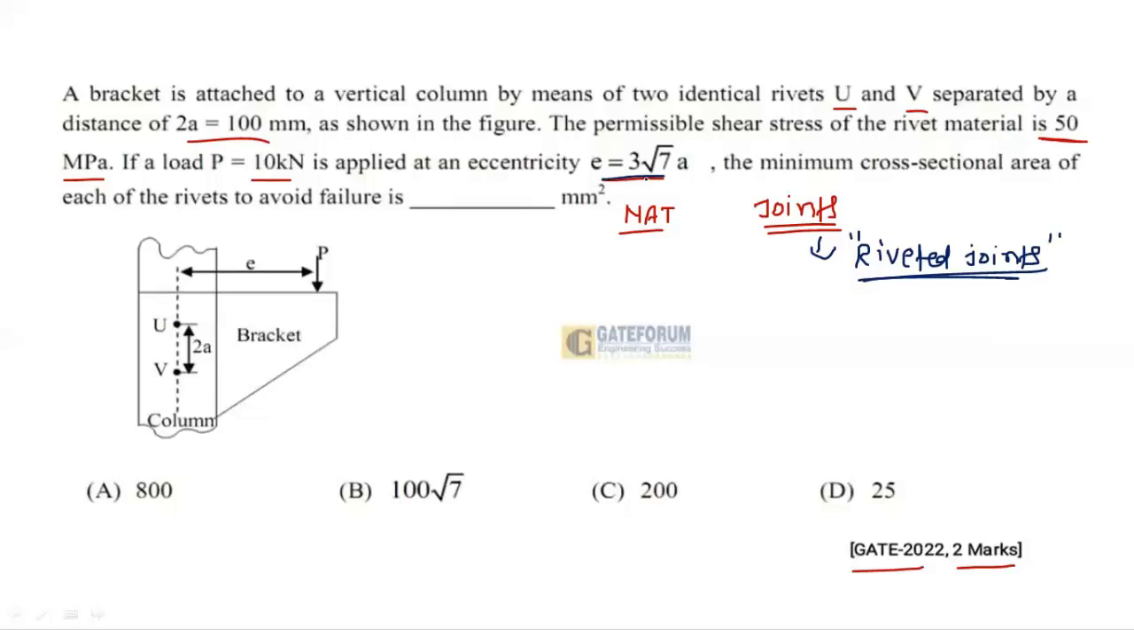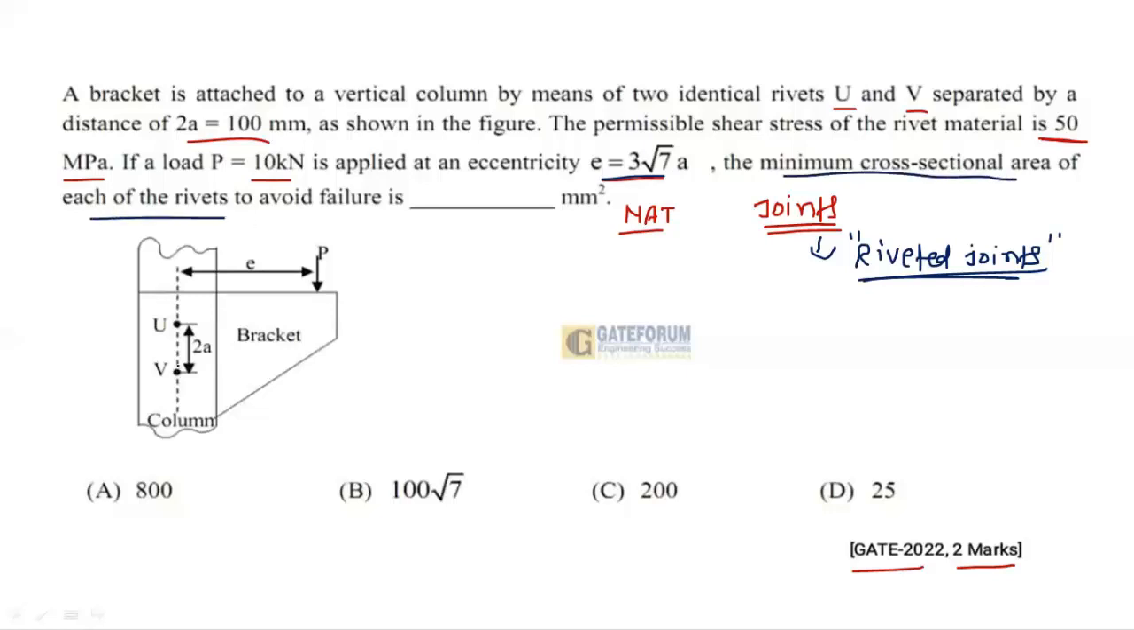So my dear friends, if we talk about the difficulty level of this question, so it is a moderate, not much more difficult, not much more easy, but yes, slightly calculation is involved there, but you can solve this question very easily. First, let's just understand what you have to calculate. So you have to calculate the minimum cross-sectional area of each rivet.